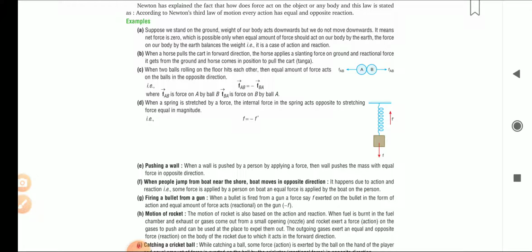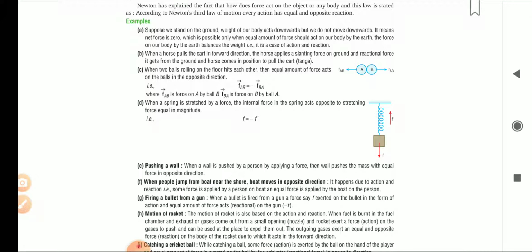When a horse pulls the cart in the forward direction, the horse applies a slanting force on the ground, and the reactional force it gets from the ground puts the horse in a position to pull the cart. When two balls rolling on the floor hit each other, then an equal amount of force acts on the balls in the opposite direction. FAB equals minus FBA. So force on A due to B and force on B due to A.